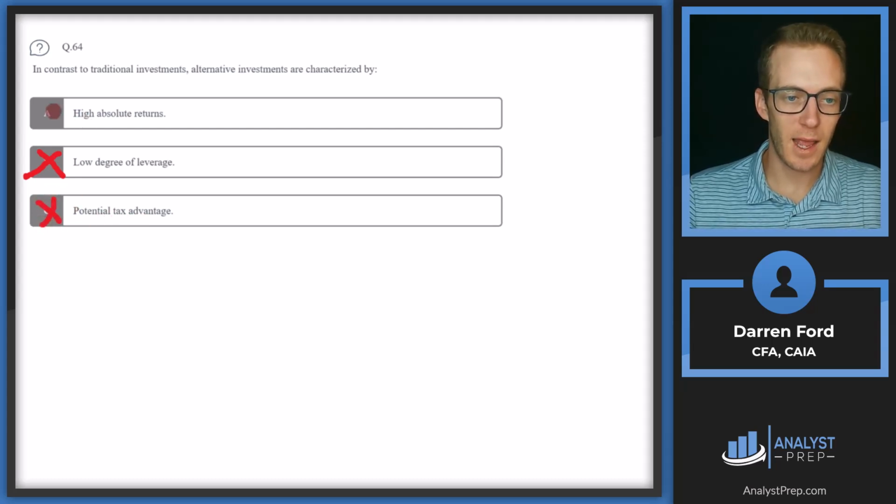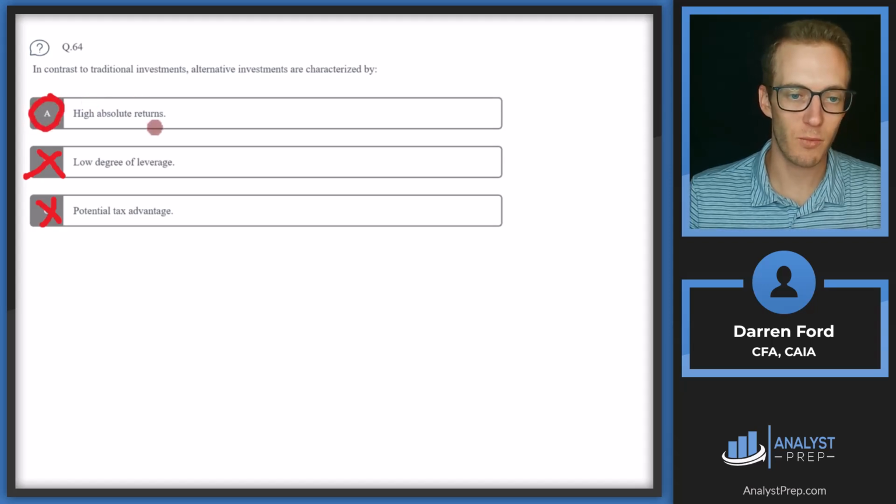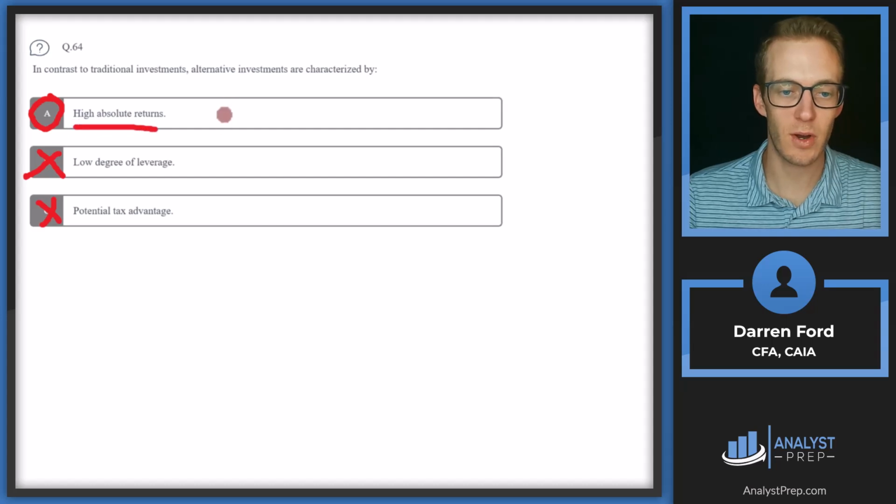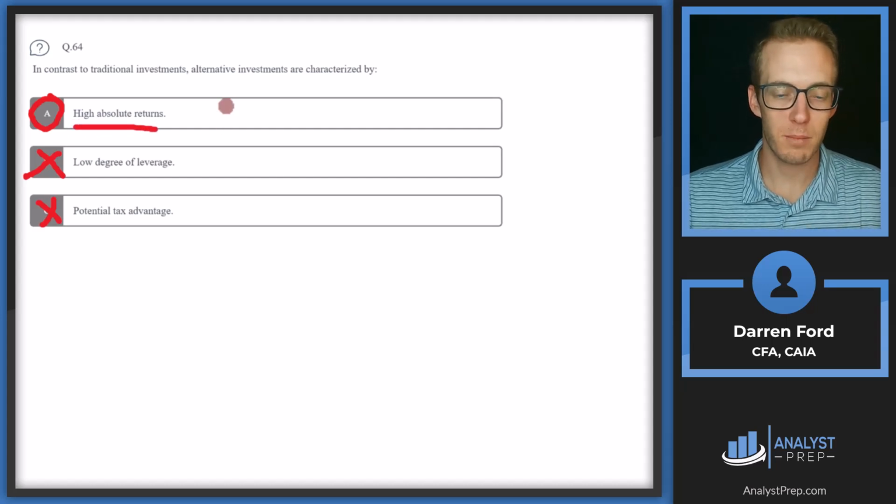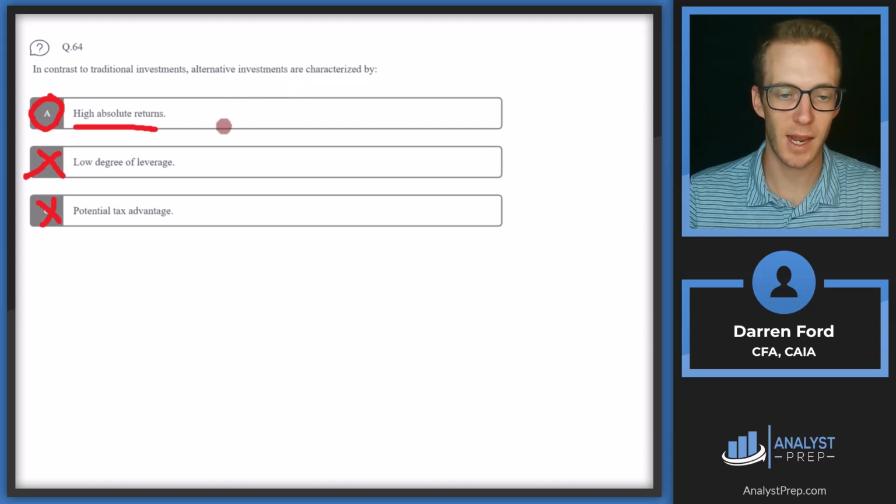Between C and A, I think A is probably more so what the CFA curriculum is looking for, even though this is certainly not always going to be the case. There's very wide dispersion among private and alternative investment asset managers and across the asset classes. But high absolute returns is normally one reason that people will invest there.